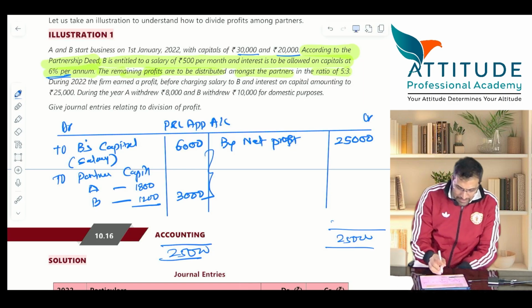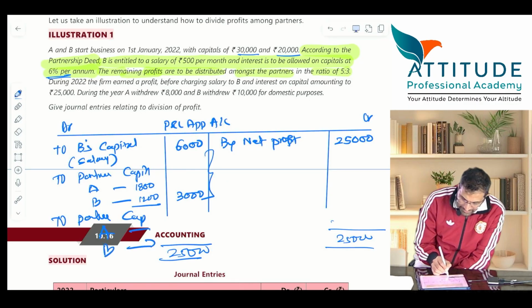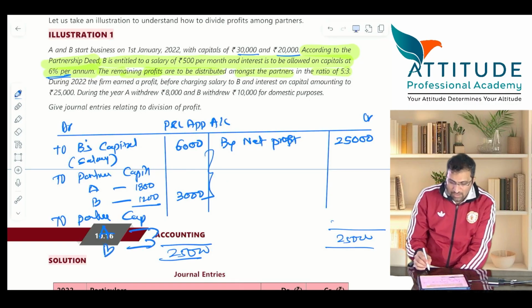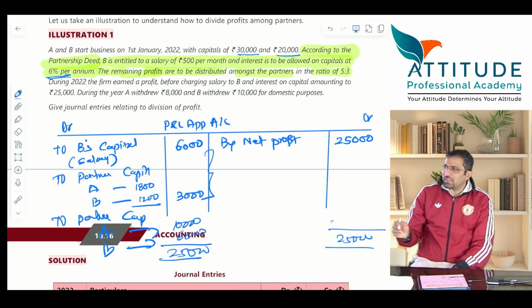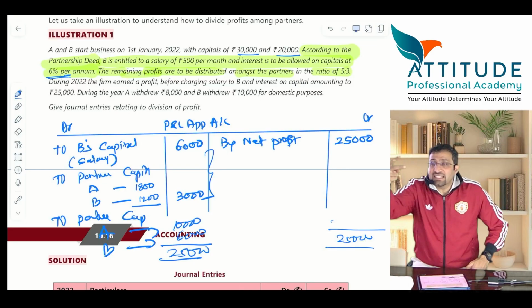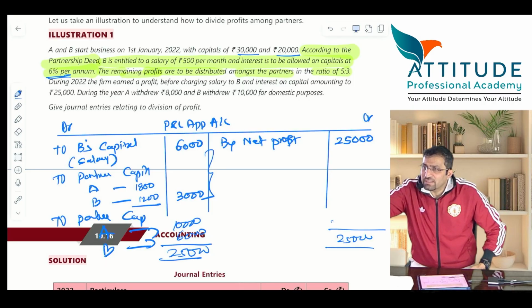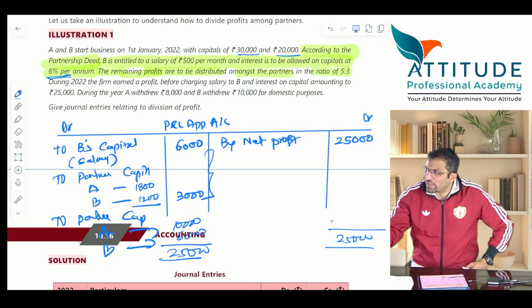5:3. Entry will be P&L appropriation account debit to again partners capital A and B. 10,000 and 6,000. ये inner column में ले लो, मैं outer column में ले हूँ. Is that clear? Anyway, you don't have to prepare an account. You have to pass the journal entries. And here they have given two entries or one entry. One entry they have given, not two entries. But can you pass two entries?